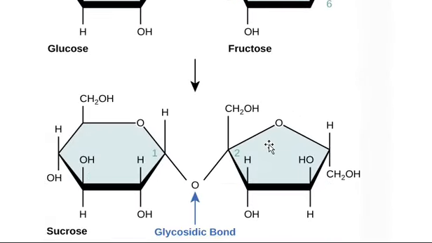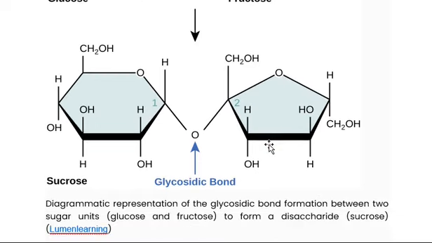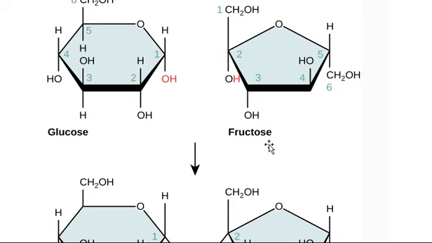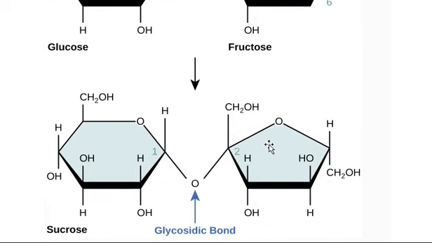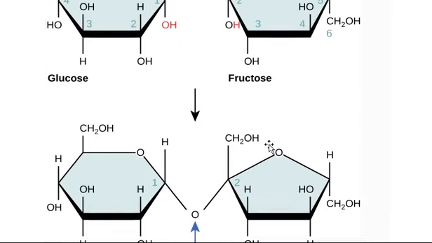Now we move to look at the structure of sucrose, the diagrammatic representation of the glycosidic bond formation between two sugar units, glucose and fructose, to form a disaccharide, sucrose. So we see it here, glucose is coming together with fructose to form sucrose, and you can see the glycosidic bond being present here between the O and the CO of one and the CO of the other that is being linked together.